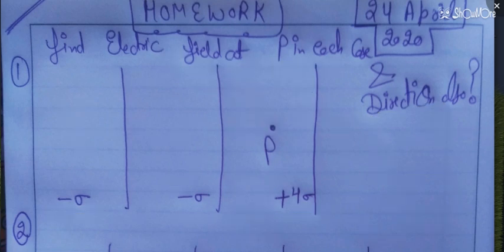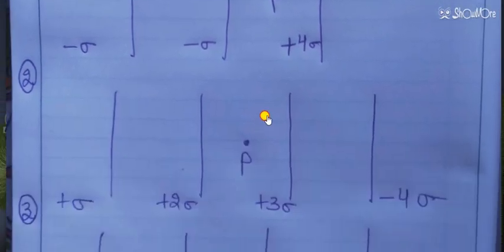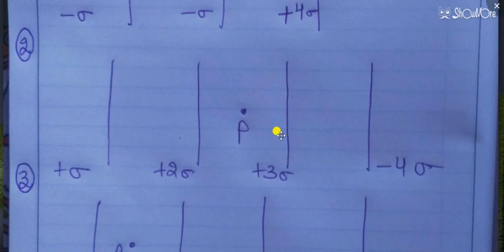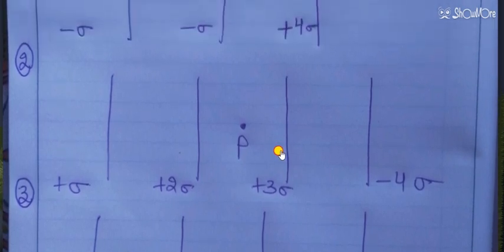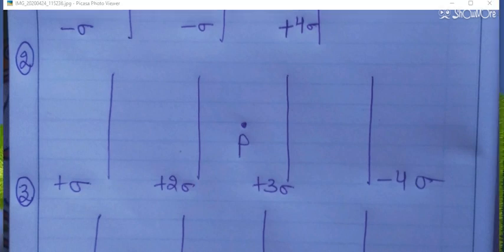Clearing for the next question. Now I am starting question number 2. I hope the first question is clear to you. There are four sheets, and here is point P. I will use different colors. Due to this positive sheet, I am taking the electric field at this point in this direction, because due to positive charge the electric field will be away, and its value is sigma by epsilon naught.